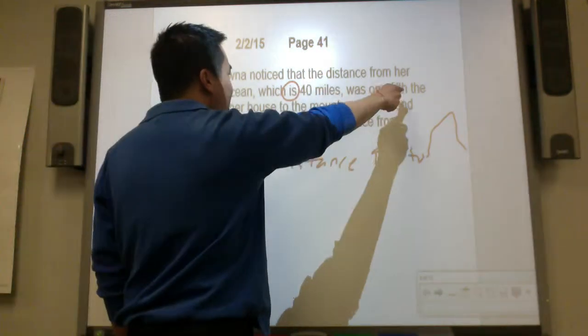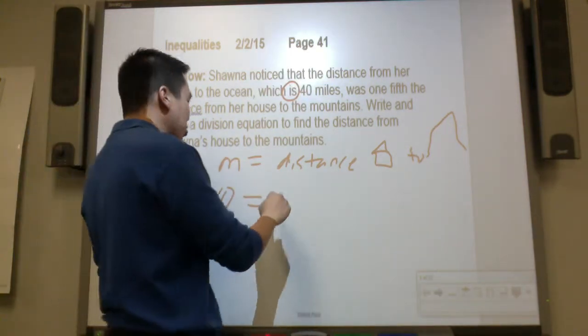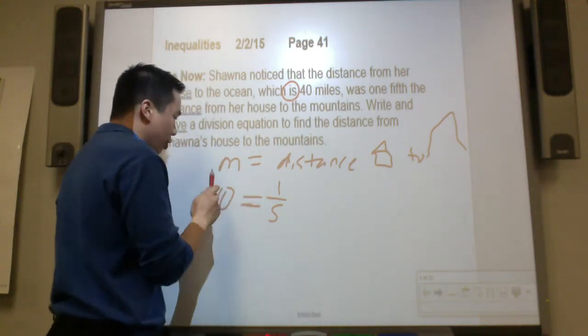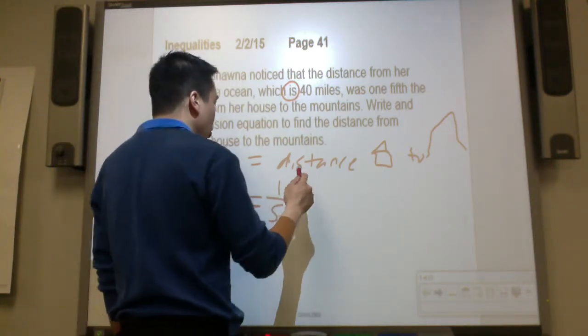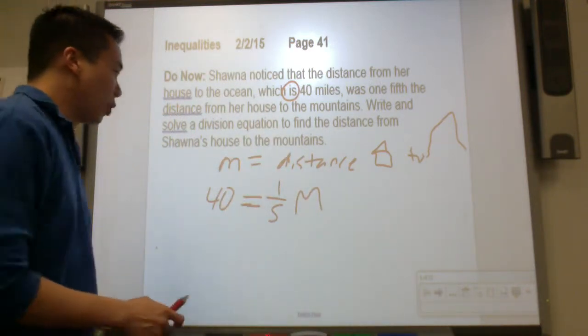40 miles was 1/5 the distance from her house to the mountain. So remember, is and was is telling you is equal. 40 is equal to 1/5 of the distance from the house to the mountain, or M.